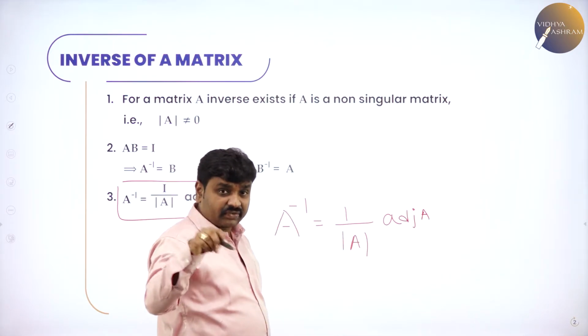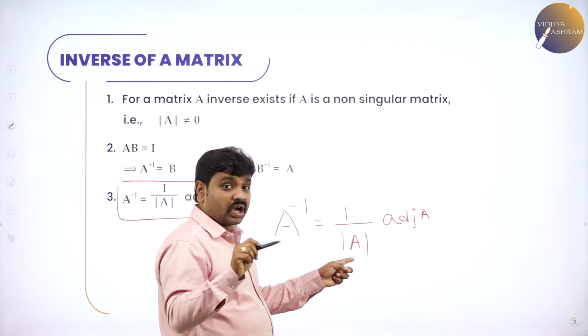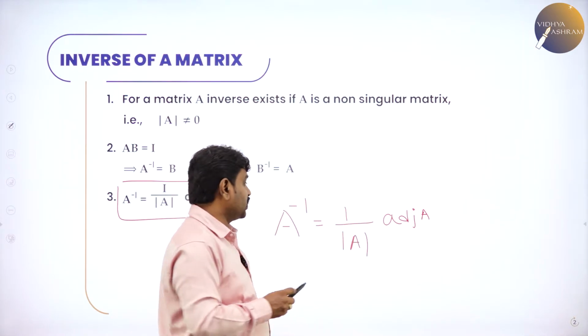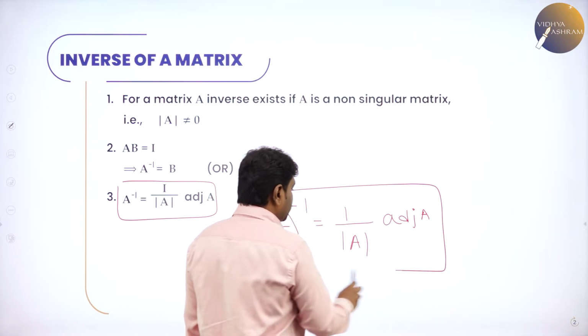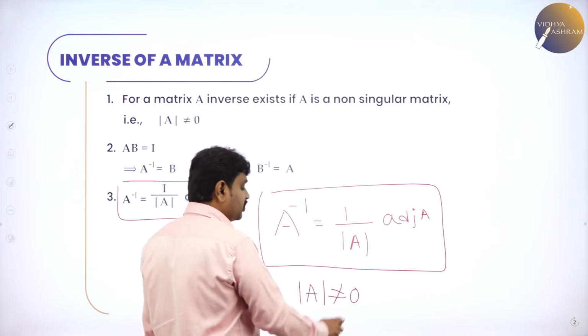Means if you want to find the inverse, first you should find the determinant, and that determinant should be non-singular, means it should not be 0, and then you should find the adjoint. Multiply these two, then you will get A inverse. A inverse is 1 by determinant A into adjoint A. Strictly, determinant A should not be 0.